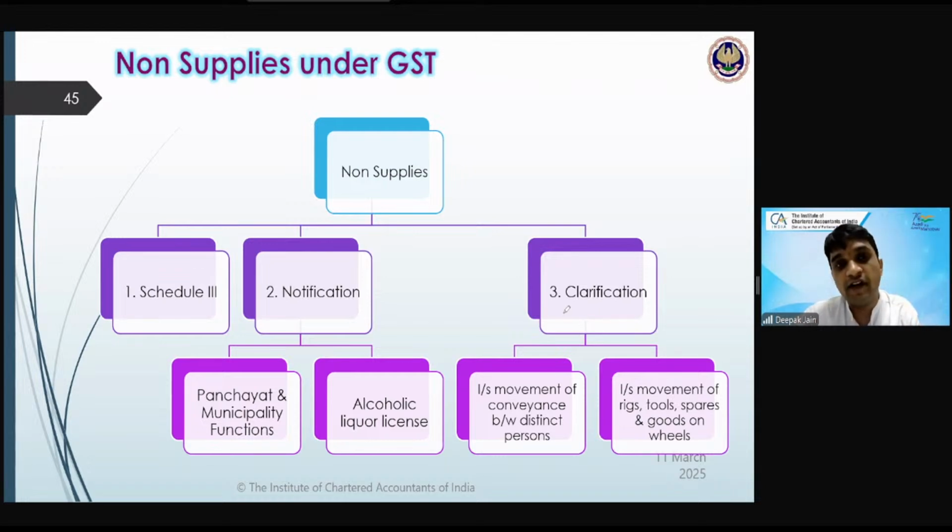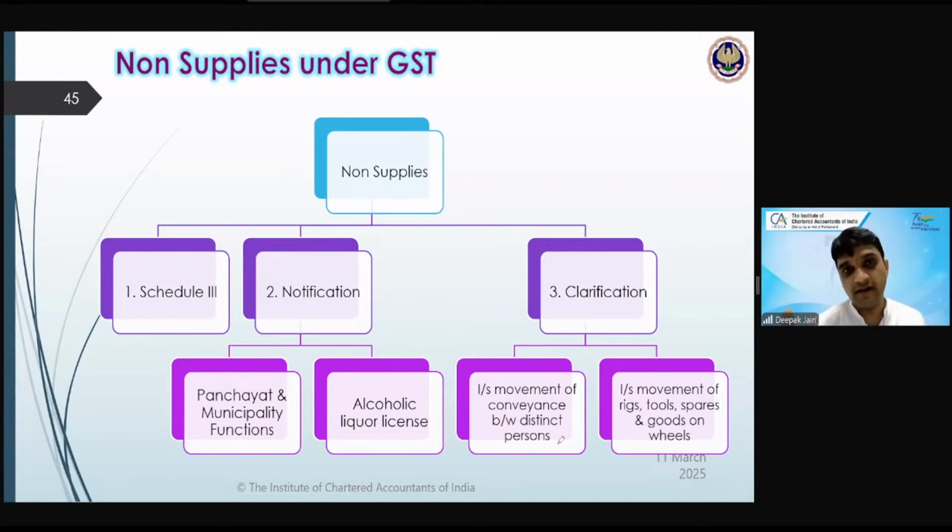Then Schedule 3, notification and clarifications. Through clarifications also, it will be treated as a non-supply. There are two clarifications. One is interstate movement of conveyance between distinct persons. We know what a distinct person is. Now, if there is any interstate movement, IS here means interstate.